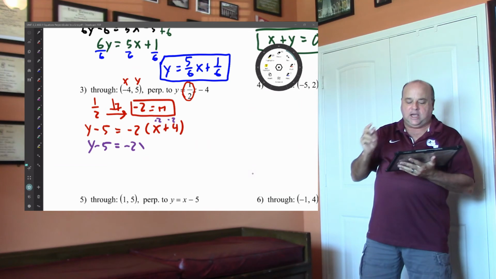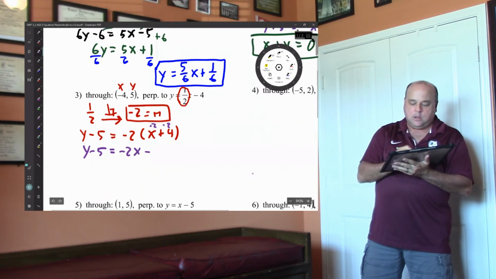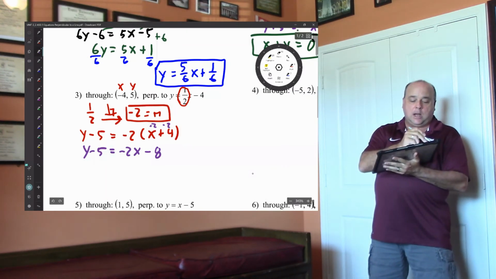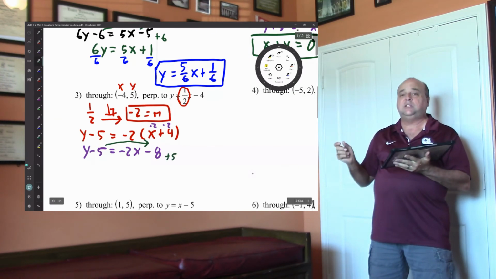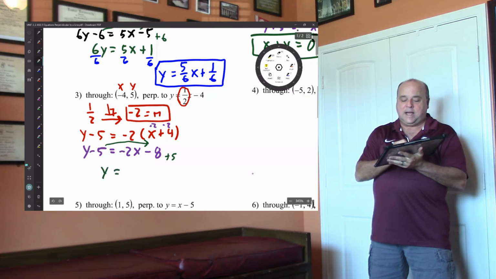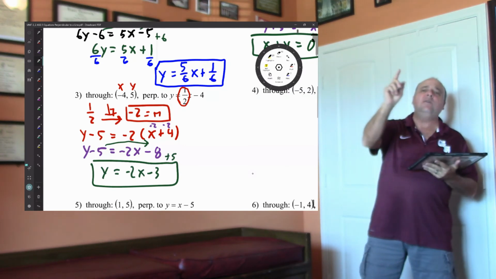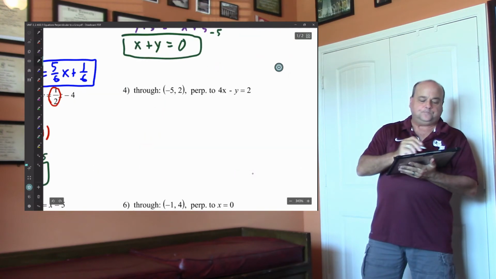Okay, so we're going to multiply by negative 2, negative 2x. Let me get my pen working. Minus 8. Now then, I want this in slope-intercept, so all I got to do is move over the negative 5, which will turn into a plus 5, right? This is going to be a piece of cake because there's nothing in front of the y. So y equals negative 2x minus 3, and that's it. Oh, piece of cake. And we got to do one more. One more. Let's go over here.